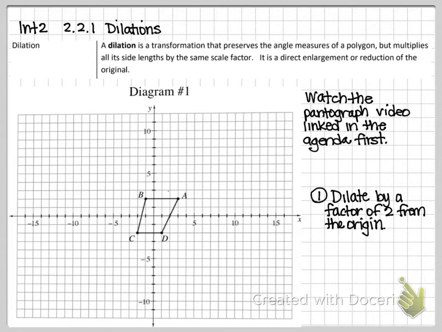So at this point, I want to take this diagram and dilate it by a factor of 2, and I need to do it from the origin. If we were creating this in class, we would have sets of 2 rubber bands tied together at once. That would be our factor of 2. And what we want to do is affix one of the rubber bands at 0, 0, the origin.